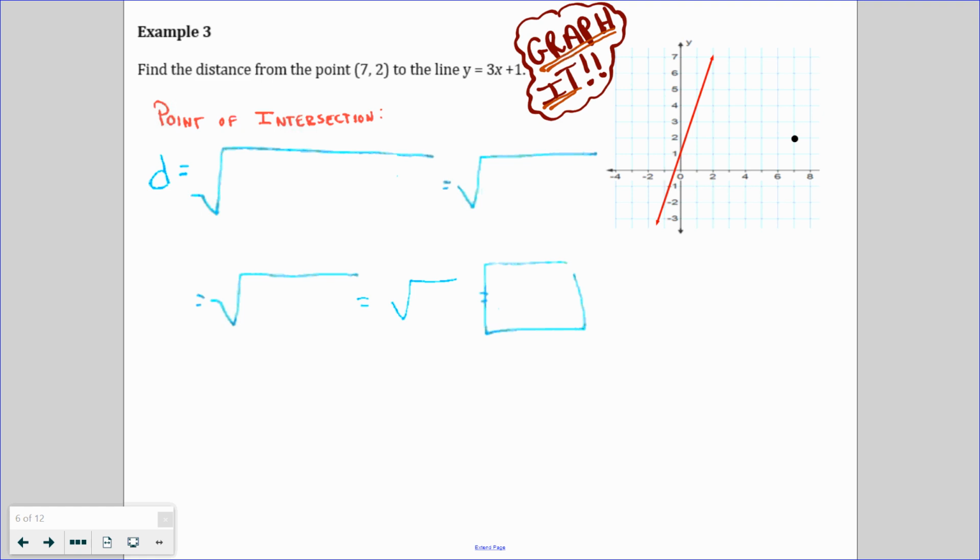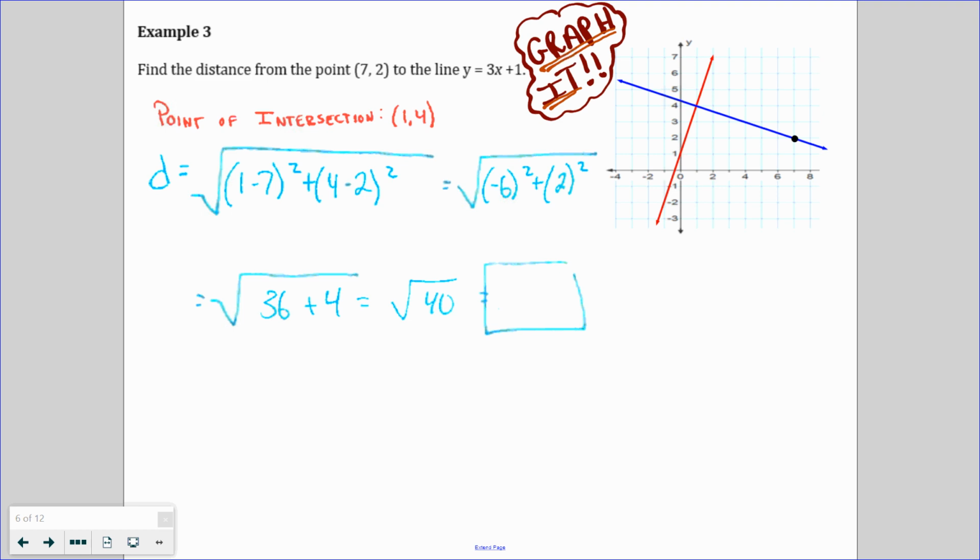So working backwards, I can go up 1 to the left 3, up 1 to the left 3, up 1 to the left 3, until I get the accurate exact point of intersection. Once I have the point of intersection, I can then use my distance formula. Since I know the distance formula so well, we can just plug it into our calculator. Once we get the distance from the point of intersection through the given point (7, 2), then I can reduce it, simplify, and move on to the next question.